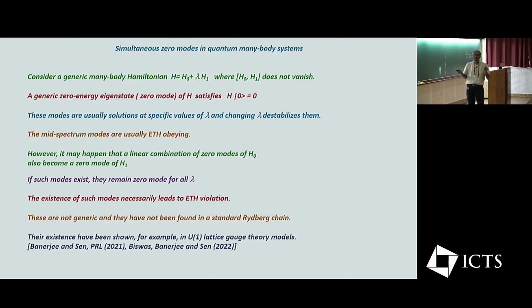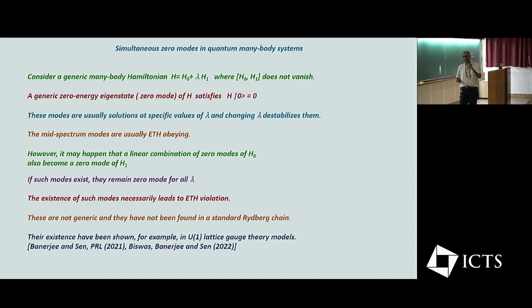So now, in just one minute, let me tell you about some simultaneous zero modes in this quantum many-body system. Suppose we consider a generic many-body system where the commutator of H0 and H1 does not vanish. A generic zero energy eigenstate of H satisfies H acting on some eigenstate gives you 0. However, these modes are usually solutions for a specific value of lambda. And if I change lambda a little bit, being mid-spectrum states, ETH predicts that you are not going to have any information about the nature of these states when lambda is changed, because no perturbation theory is going to work.